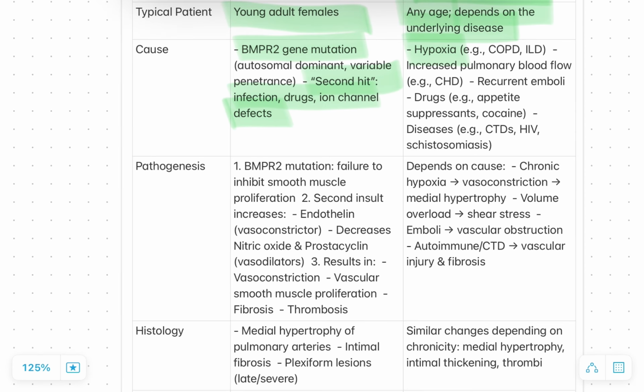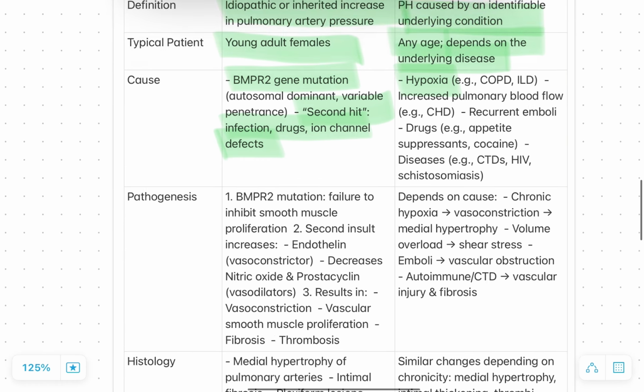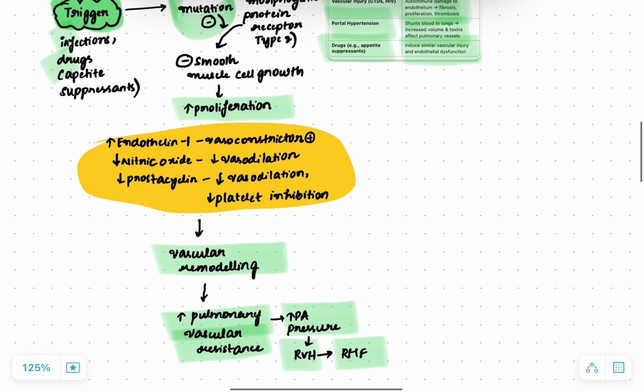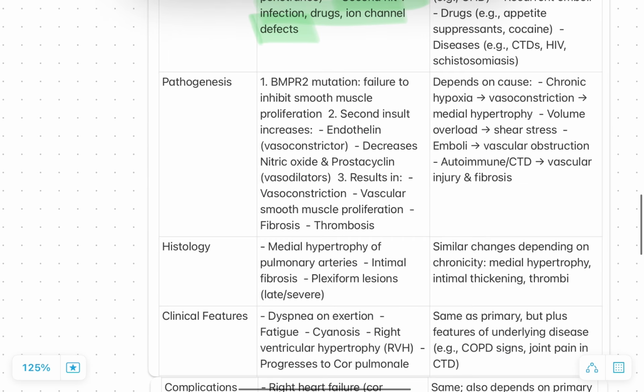So pathogenesis we already saw, there is mutation. Because of this mutation there is failure to inhibit the smooth muscle proliferation, leading to increase in the endothelin, decrease in the prostacyclins and decrease in the nitric oxide. This leads to vasoconstriction and thrombosis and fibrosis effect leading to smooth muscle proliferation and medial hypertrophy of the pulmonary arteries, and intimal fibrosis and plexiform lesions are seen in the late stages. So medial hypertrophy and intimal fibrosis are the main things.